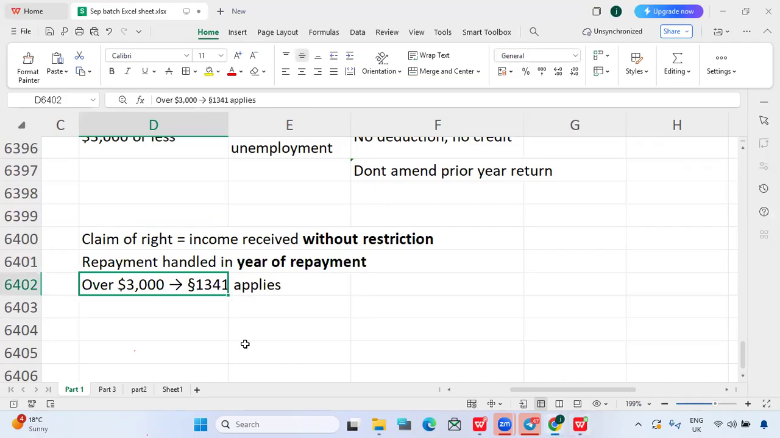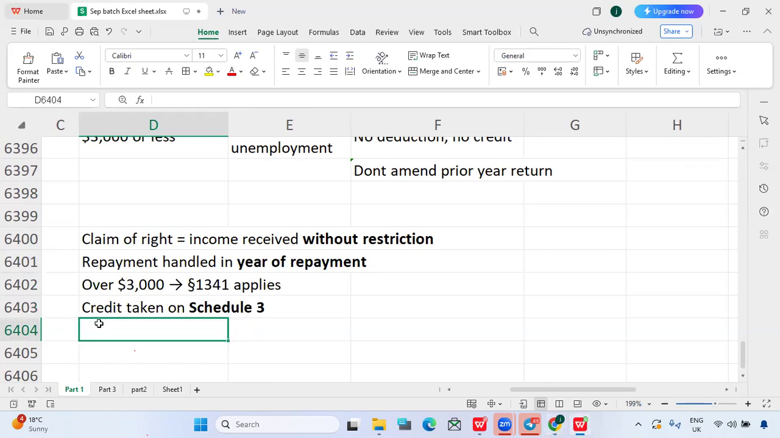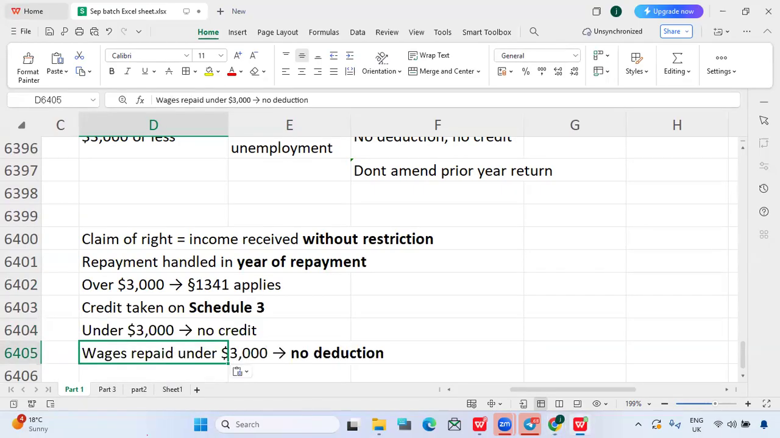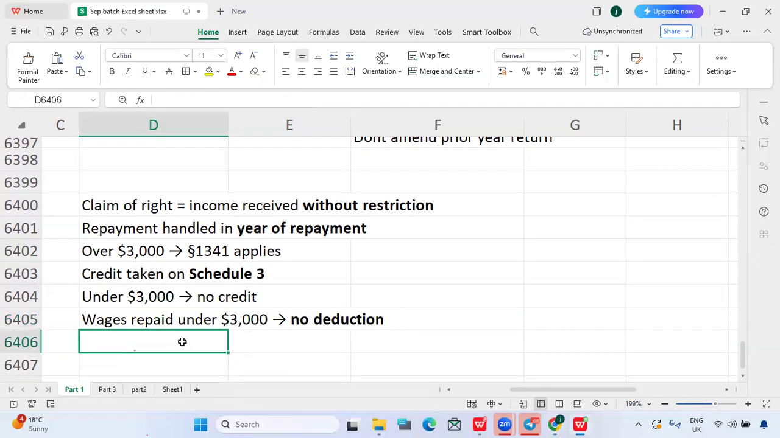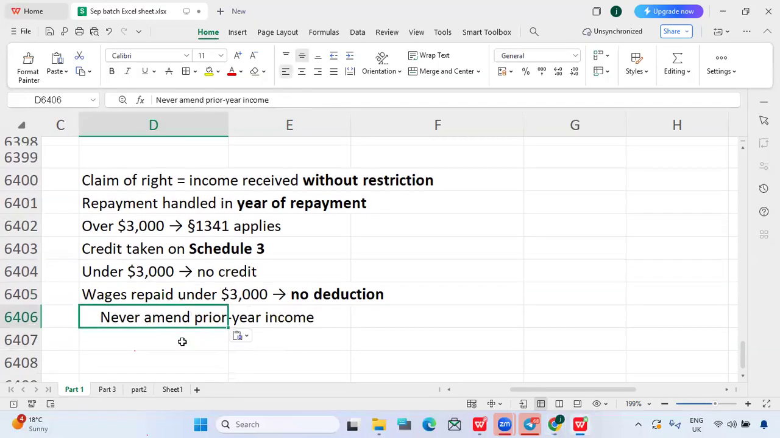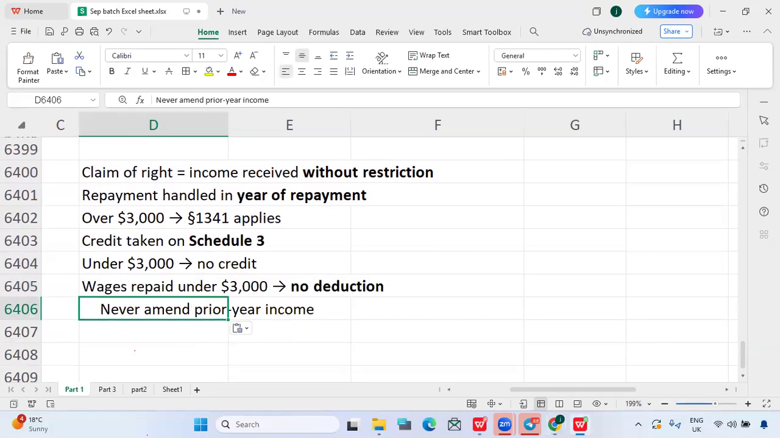And where can we see the credit? Schedule 3. And under 3,000, do we have any credit? No credit, only deduction. And for wages, under 3,000, no deduction, no credit. And never amend the prior tax return because of the repayment. You can amend the tax return, but not because of the repayment. So if it is because of repayment, don't amend.